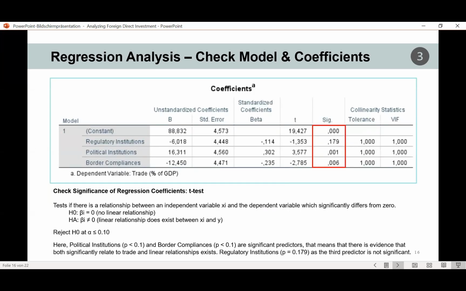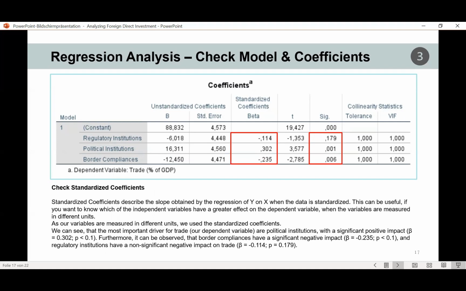By using the t-test, we can now check the significance of the individual regression coefficients, that is, whether there are relationships between the independent variables and the dependent variable which significantly differ from 0. In our case, political institutions and border compliance are significant predictors, as their p-values are below the defined level of significance of 10%. This means that there is evidence that both significantly relate to trade and linear relationships exist. Regulatory institutions as the third predictor is, however, not significant as its p-value is above 10%.